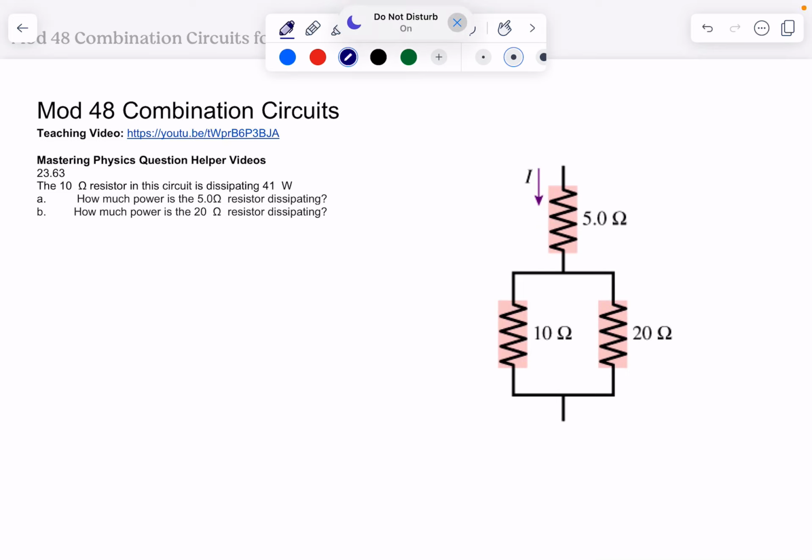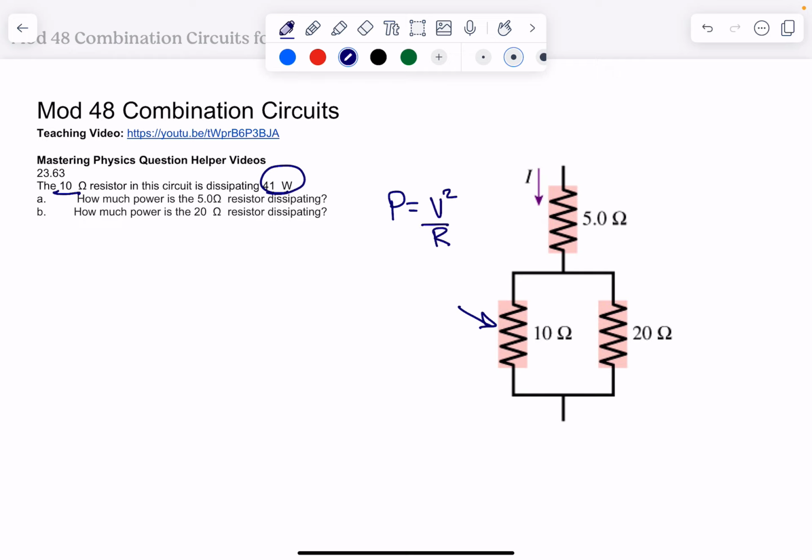Tricky, this particular question. What they've given you, we know that the 10 ohm resistor has a power of 41 watts. So if that's 41 watts, what I want to find is the volts. And if you recall, the equation that relates power and voltage is P equals V squared over R. And of course, you know the resistance is 10. You know the power looks like 41.